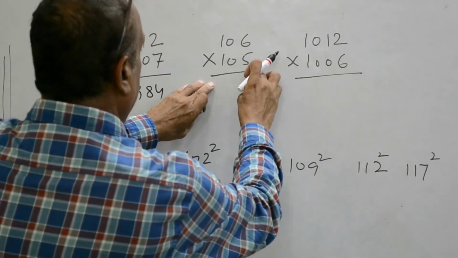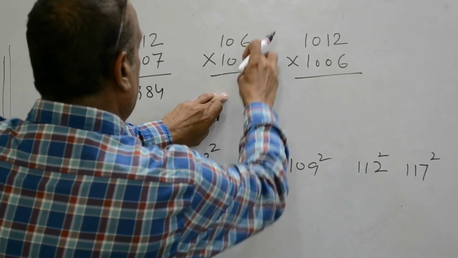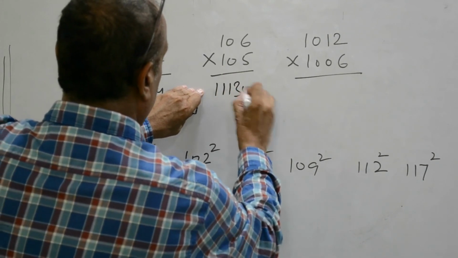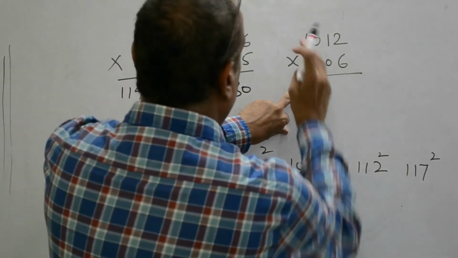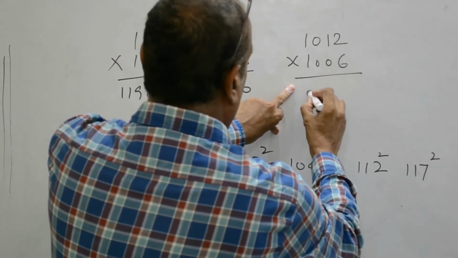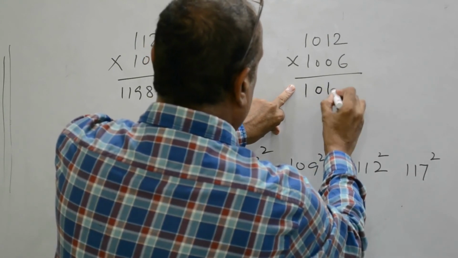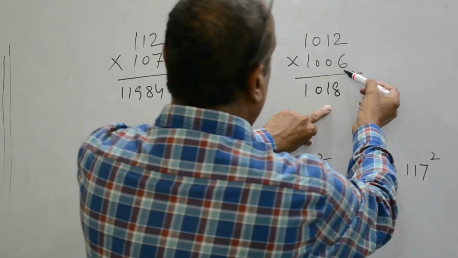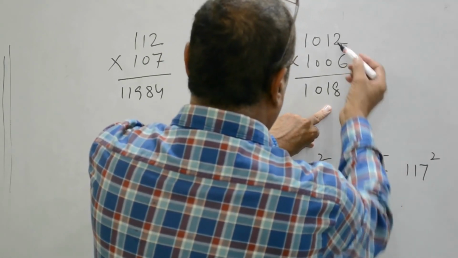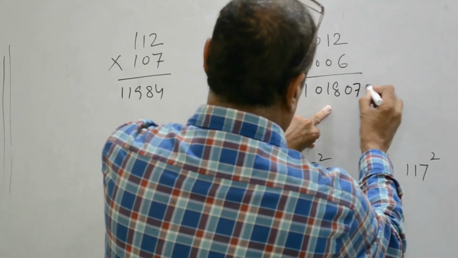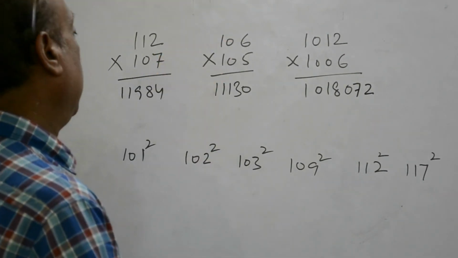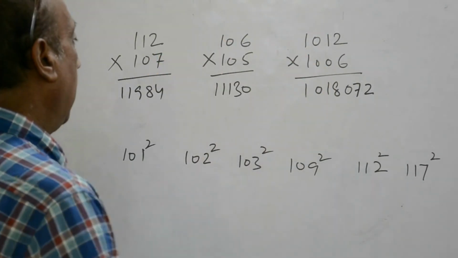In 100, 11 is added, 111. 6 is multiplied by 5, 30. 11130. The answer of this is in 1000, 12 and 6 is added, means 1018. Now 12 is multiplied by 6, 72. We will have 3 digits on the right hand side, so 72 will become 072. So we can find out the value of these numbers very easily without opening our pen.